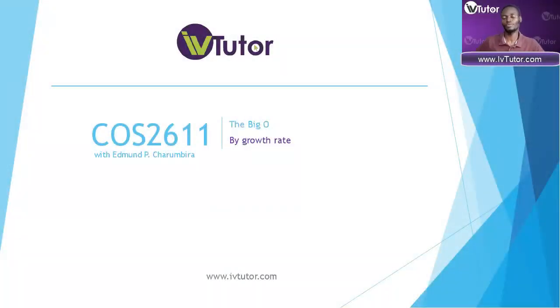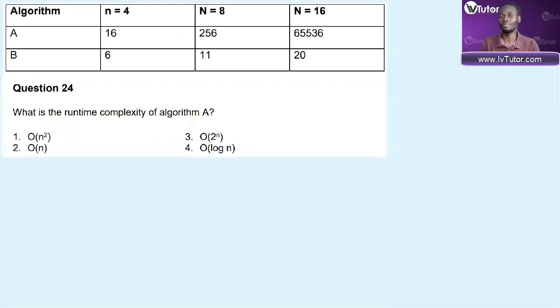My name is Edmund, and we are looking at the last and final type of questions that you get on the Big O. These questions are based on inference, which means you are given the graph of an algorithm, and based on that, you are supposed to determine what the Big O should be, right? So this question is a two-part question.